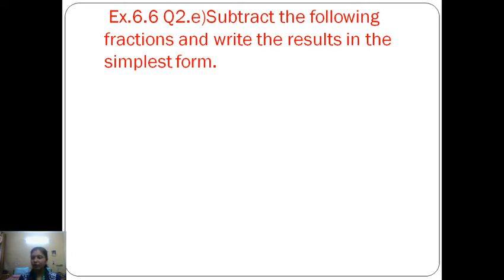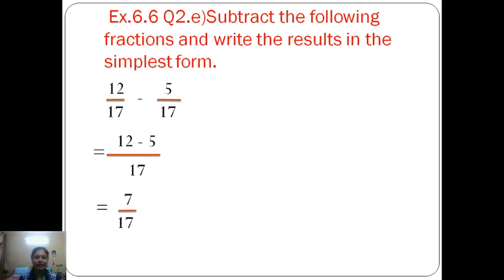Now last question, E part, 12 by 17 minus 5 by 17. We will be subtracting the numerator and writing the denominator once. So 12 minus 5 is 7 by 17. So that is your final answer, because this fraction is already in the simplest form.